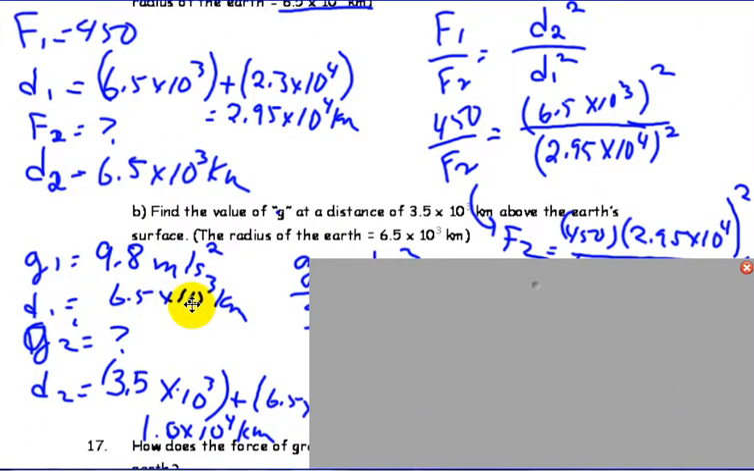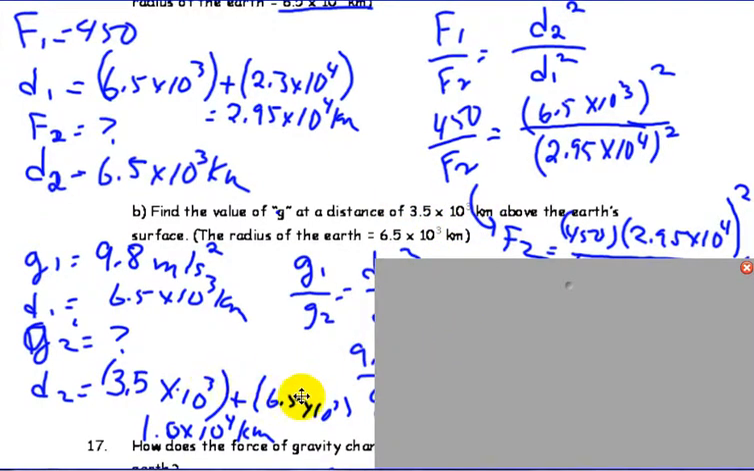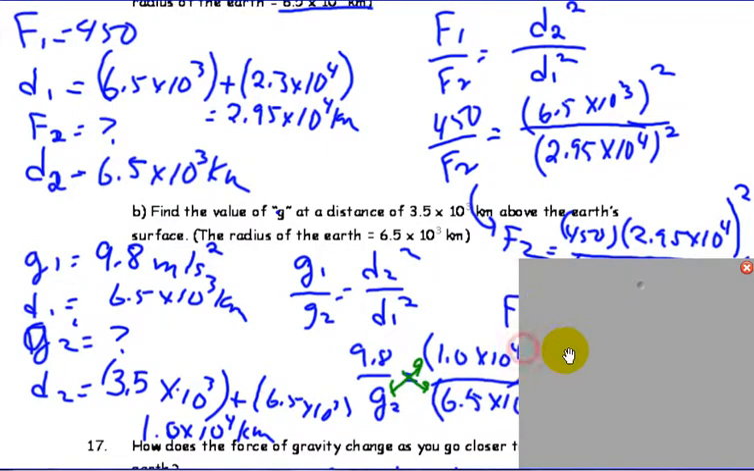That radius of the Earth is 6.5 times 10 to the 3. And then an altitude, 3.5 times 10 to the 3 kilometers. Add up the radius of the Earth to get exactly how far that is from the center of the Earth. And we get 1.0 times 10 to the 4 kilometers. Notice that we don't have to change kilometers to meters. We can leave it as kilometers since we're consistent and both of those distances are kilometers.